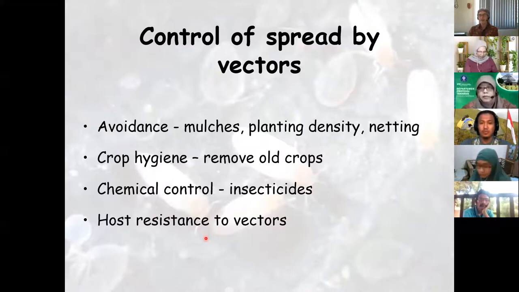Right. So to be able to control vectors, it's very useful to know all that information that we were just talking about. If you know how the virus moves, what encourages the vector to move, how the virus is transmitted by the vector, then you've got a much better chance of controlling the disease. And as I said, most of these viruses need vectors to spread. If there's no vector, there's no spread, so there's no disease.